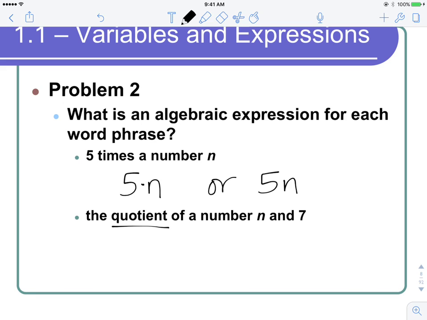Quotient tells us that we're going to divide. And just like with subtraction, the order in which we divide is important. So if we're taking the quotient of a number n and 7, it would be n over 7. You could also write it as n with the division sign, 7.